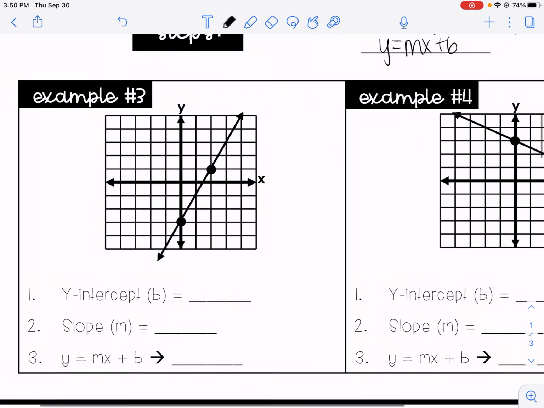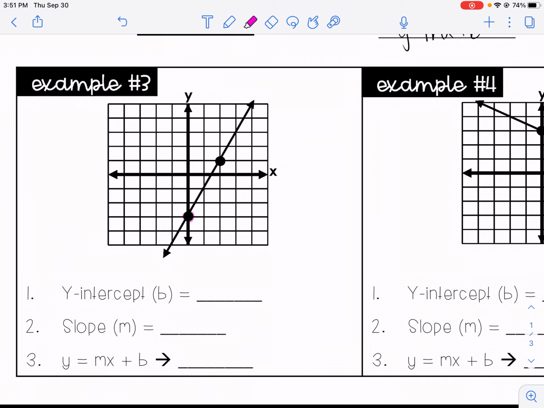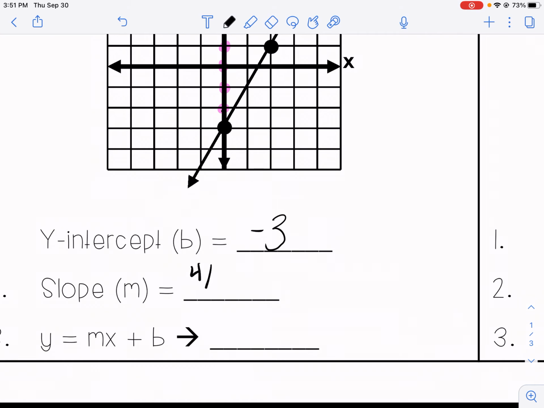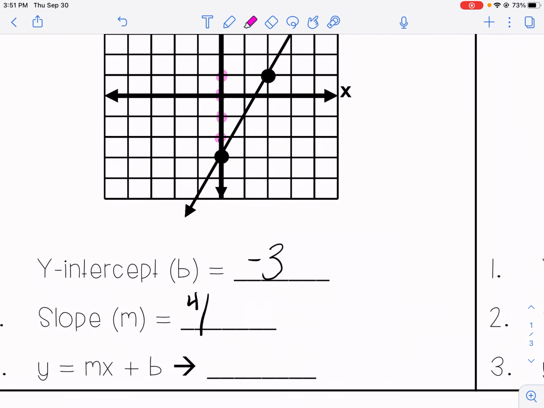Okay, so let's look. Our y-intercept, just a reminder, is where it touches the y-axis. So let's look. It's 1, 2, 3 down, so it's -3. And our slope is our rise over run. So I went 1, 2, 3, 4 up, rise over, and then I went right 1, 2. So 4 over 2, which simplifies to 2.